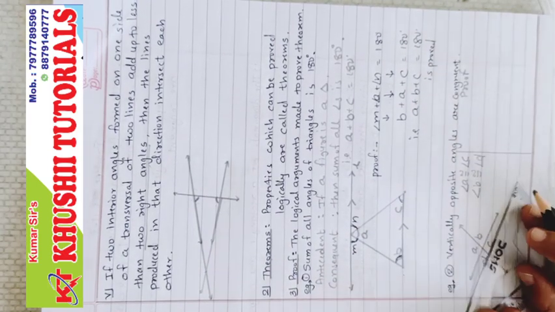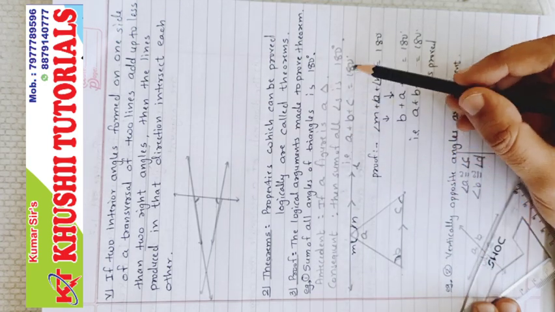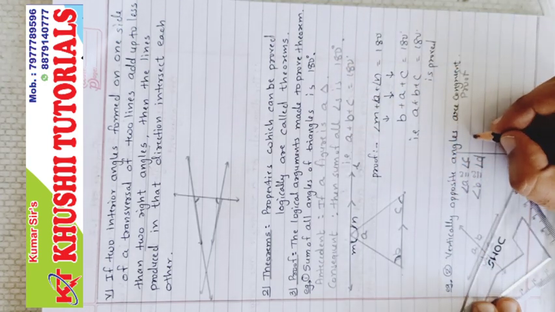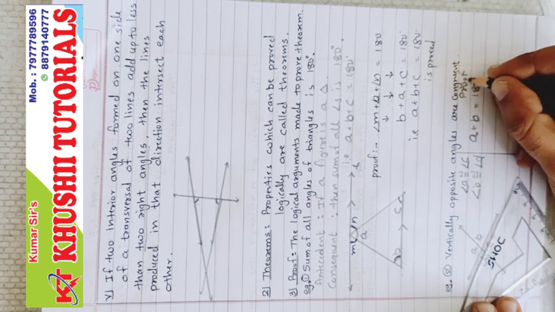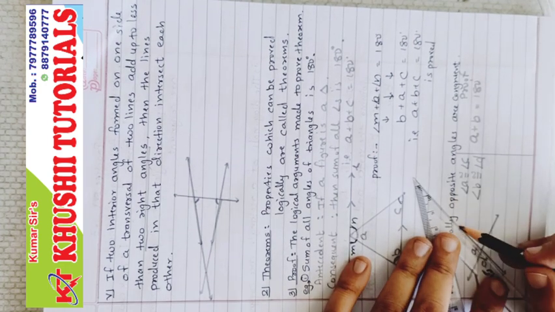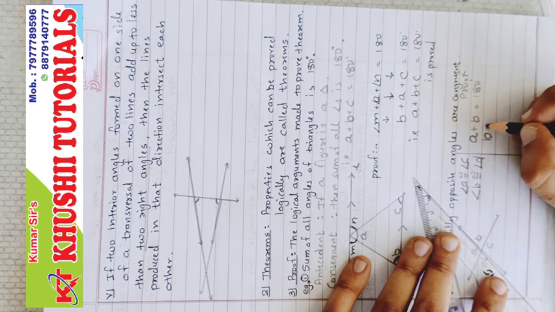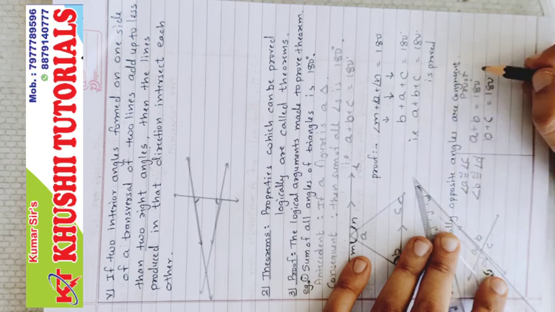Now we know angle A and angle B form a straight line, and we know angles in a straight line add up to 180 degrees. So A plus B equals 180 degrees. Next one, B plus C. B and C also form a straight line. So B plus C is also equal to 180 degrees. Reason: angles in a straight line. The reason will remain the same.